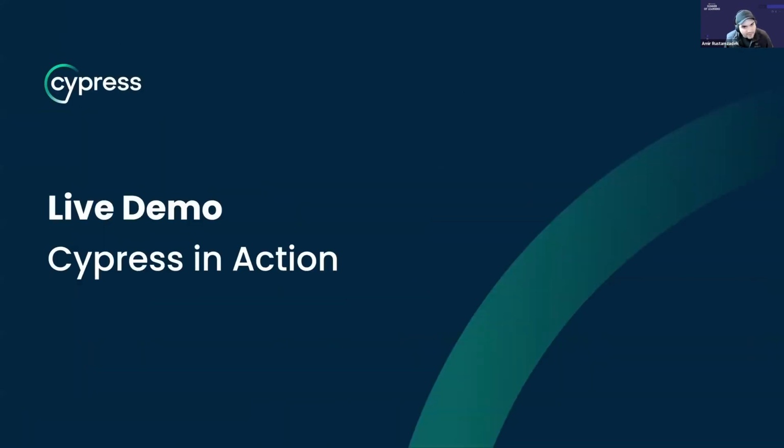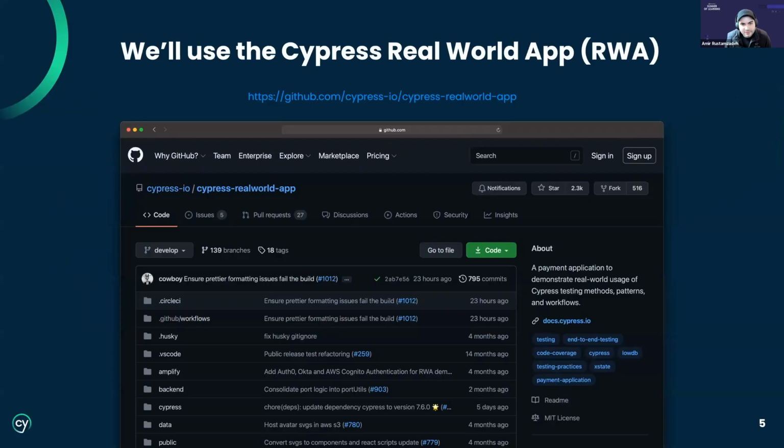So we're going to do a demo, and for our demo today, we are going to be using our Cypress Real World App. This is a demonstration application that we developed internally here at Cypress for the sake of showing folks how you take Cypress, the tool, and embed it into your workflow and your code base.